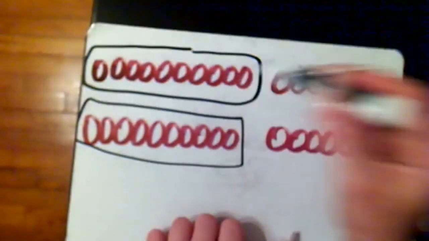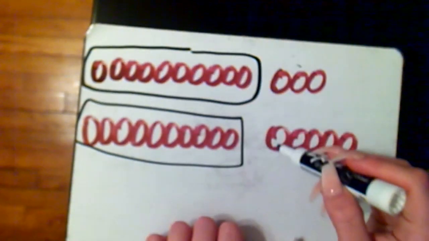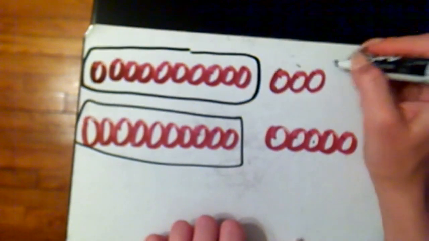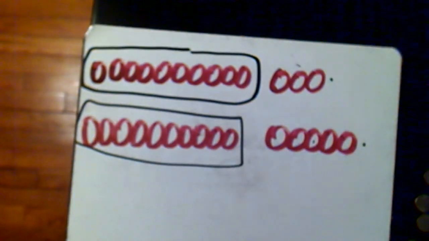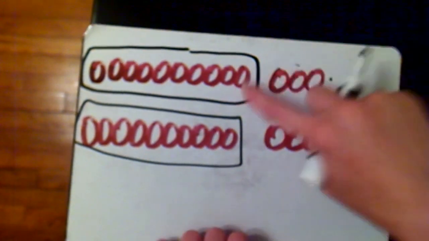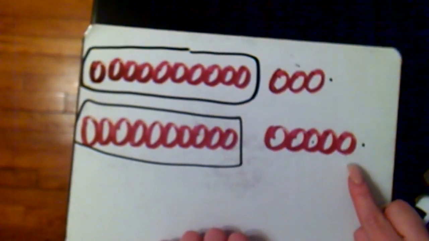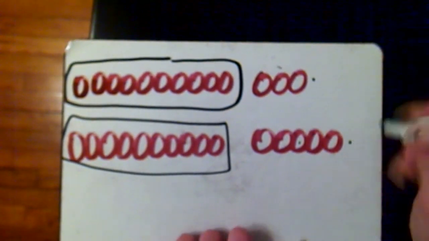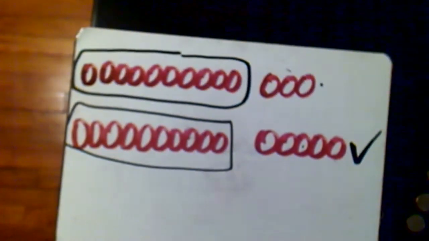Now this number has 10, 3. This number has 10, 5. Now thinking about our 3 extra ones and our 5 extra ones, I want us to find the group that has more. Which one do you think has more? 10, 3 or 10, 5? Point to the group that has more. 10, 5. We're going to put a check mark by the group that has more.